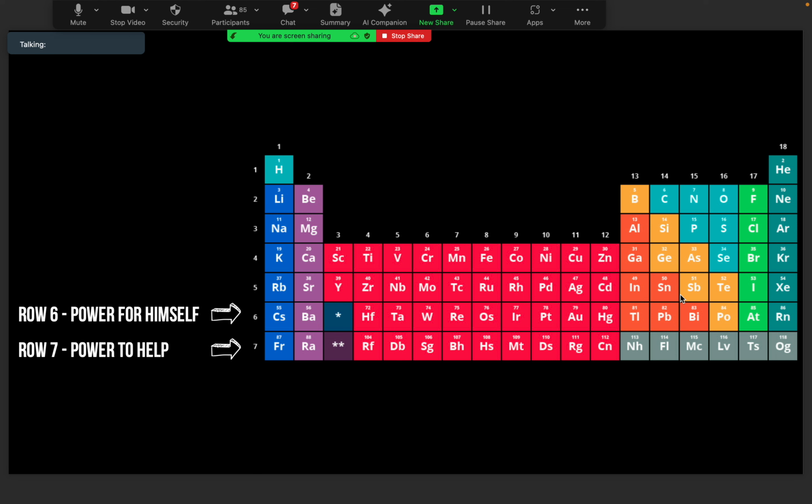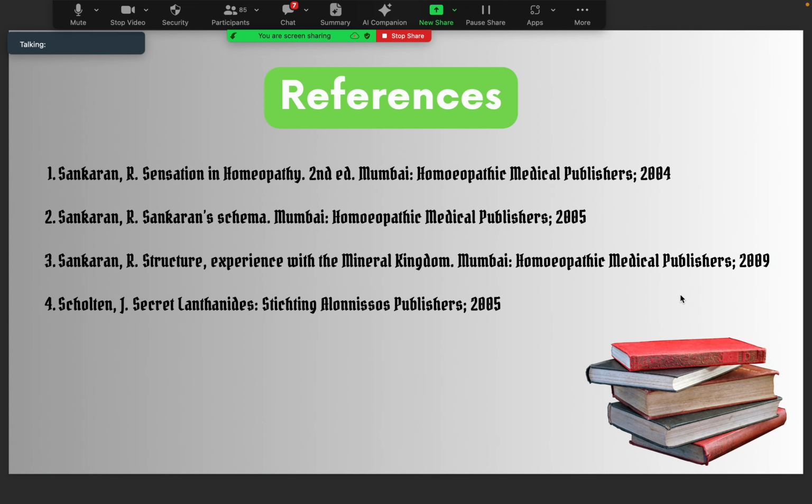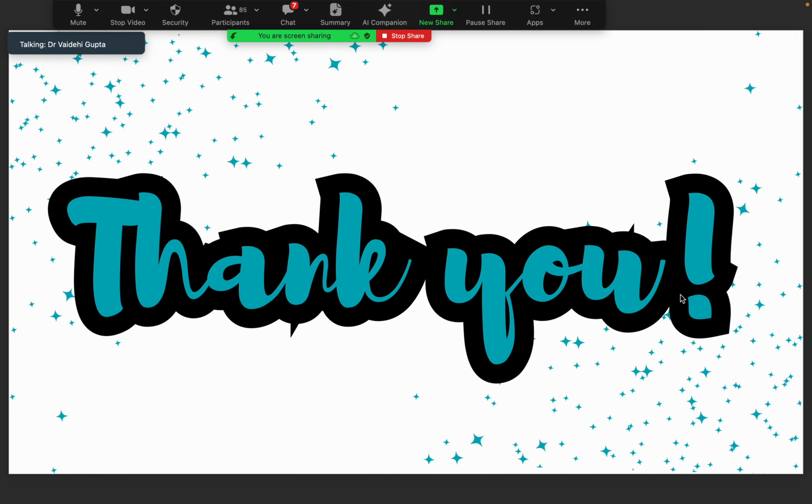Row 6, power for himself. They need power for themselves, while row 7 need power to help others. Both of them need power, 6 for themselves, 7 for others. This webinar was exclusively dependent on the concept of Dr. Rajan Sankaran. The books were Sensation in Homeopathy, Sankaran's Schema, Structure, and Secret Lanthanides of Jan Scholten. Thank you for your time.